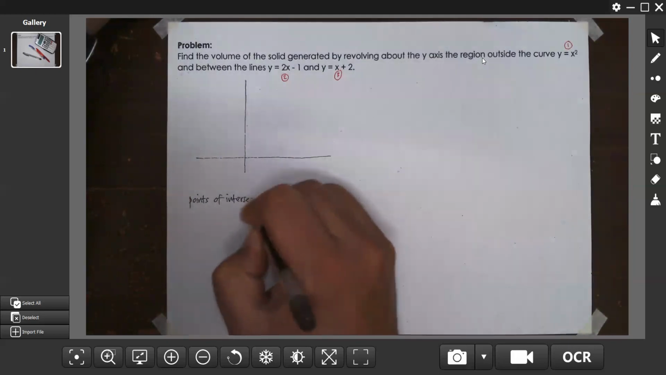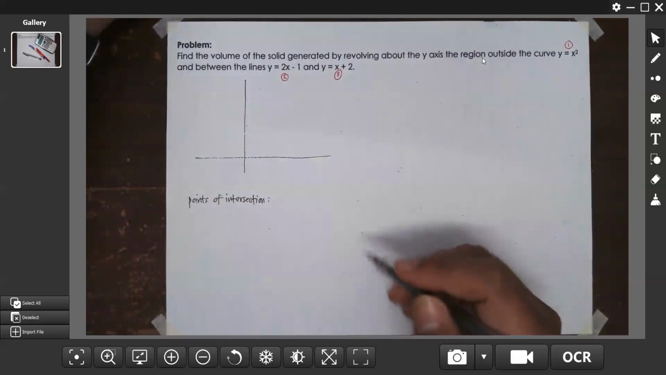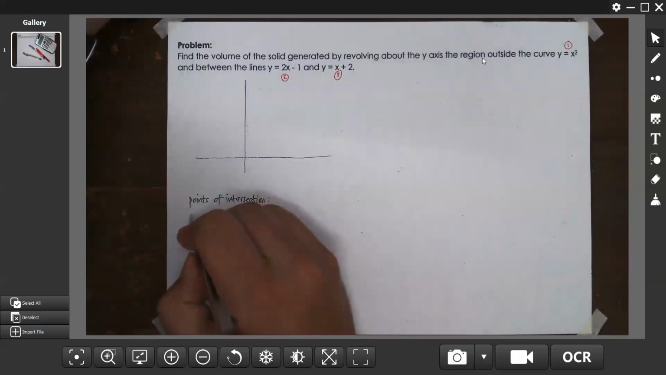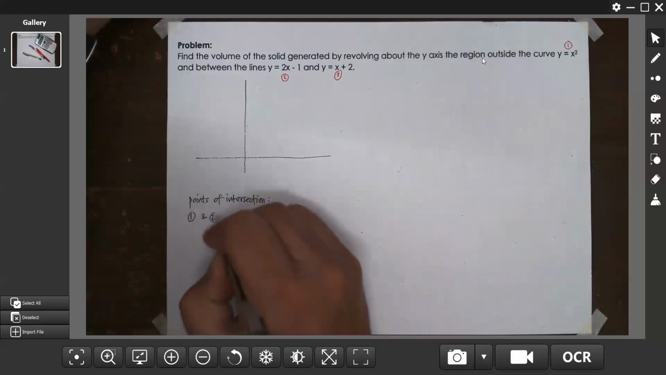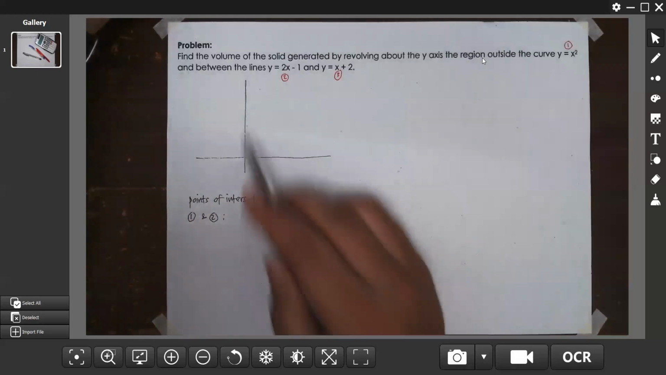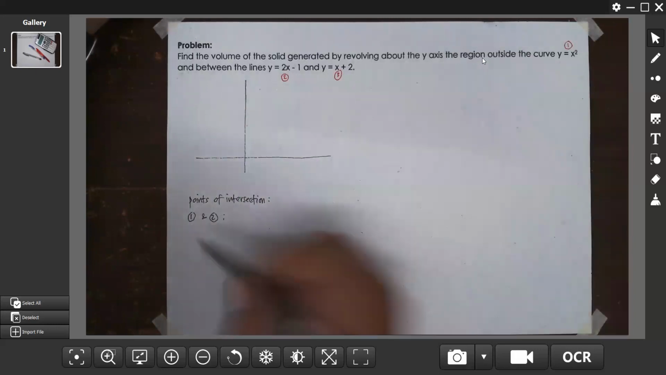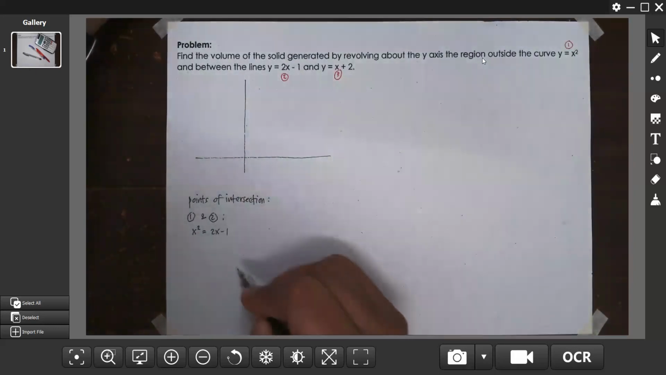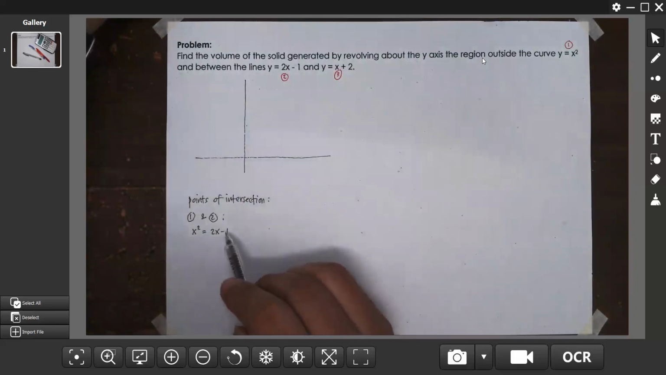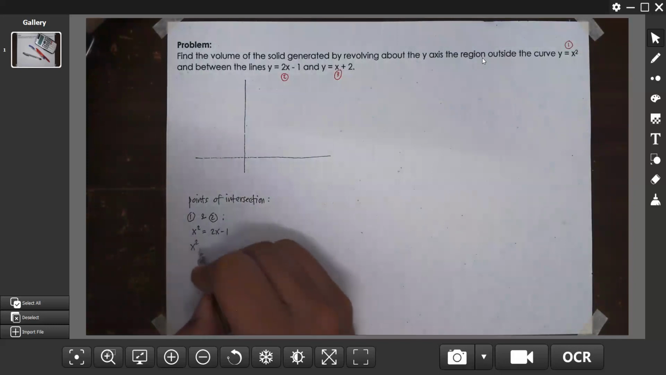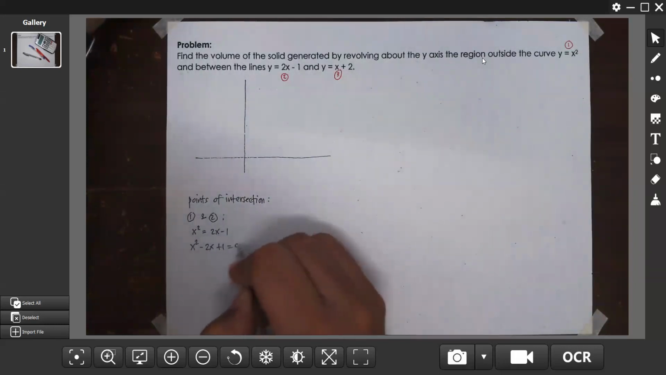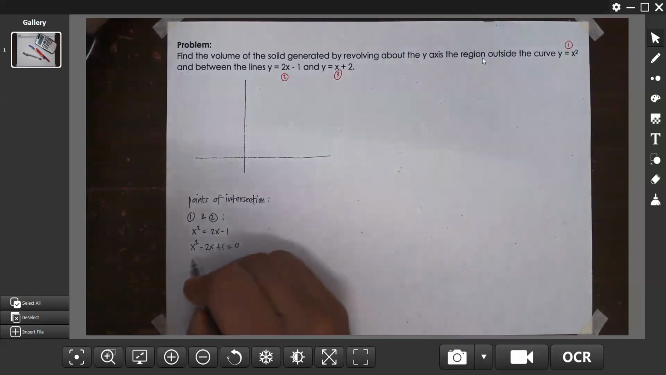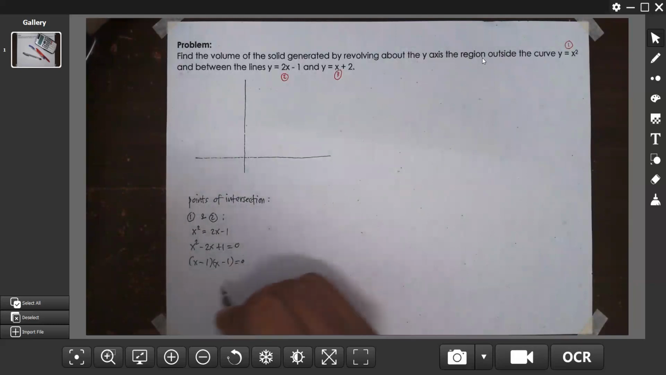Points of intersection. Let's consider curves 1 and 2. Let's equate y: y equal to y, so we have x squared equal to 2x minus 1. Transposing, we have x squared minus 2x plus 1 equal to 0. By factoring, we have (x minus 1) squared, and we only have x equal to positive 1.